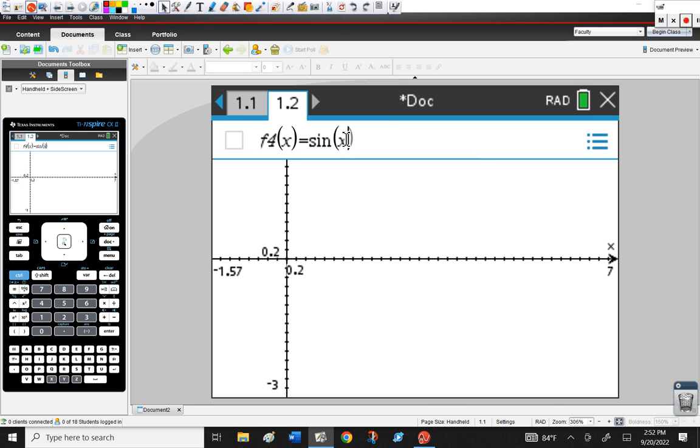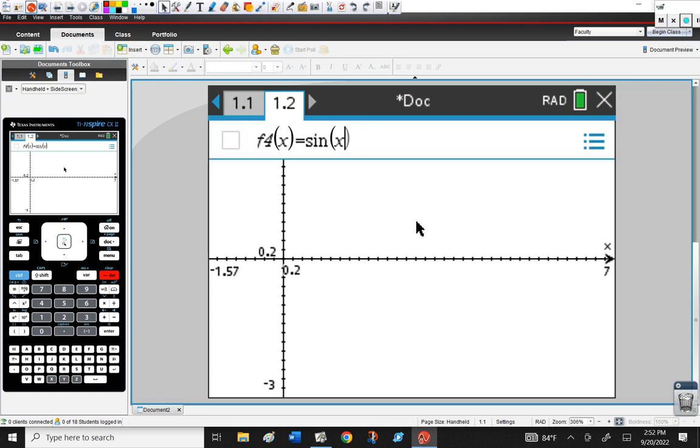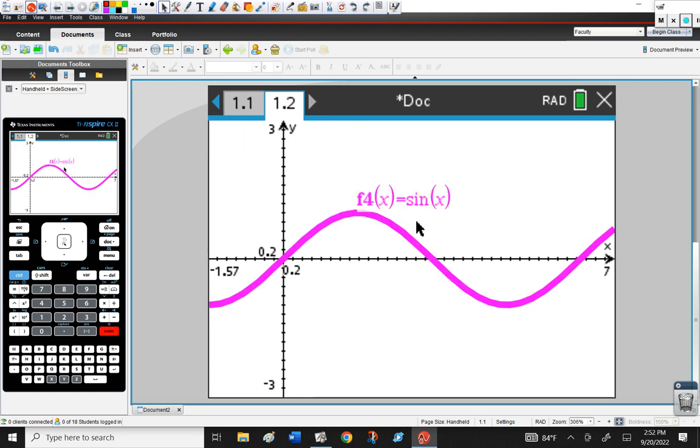I keep forgetting to put that pointer. Alright, so I'm going to subtract 1.57. Well, first let me draw a graph of the sine. That's what sine looks like.